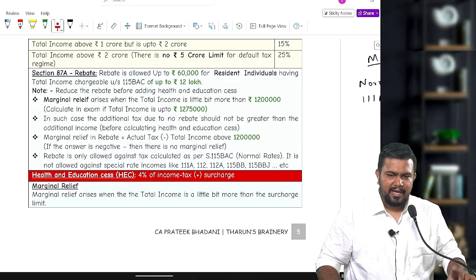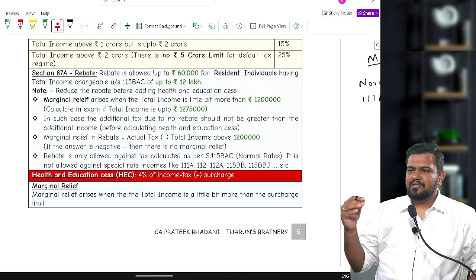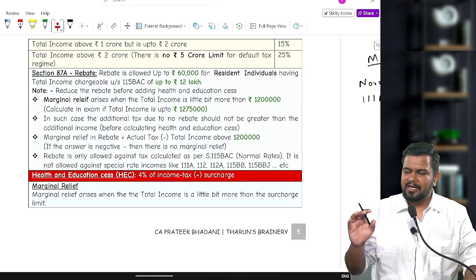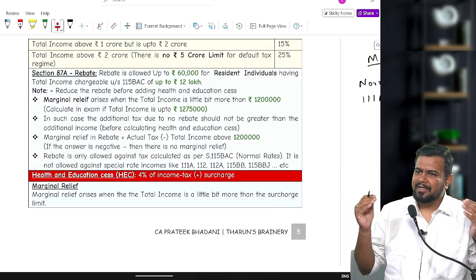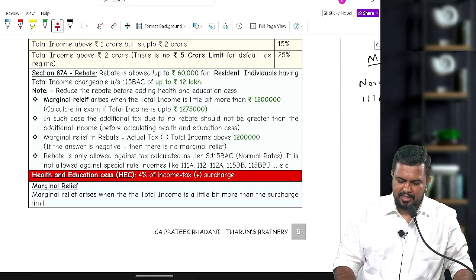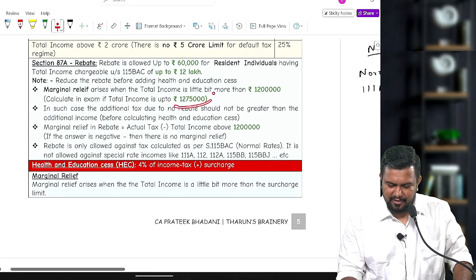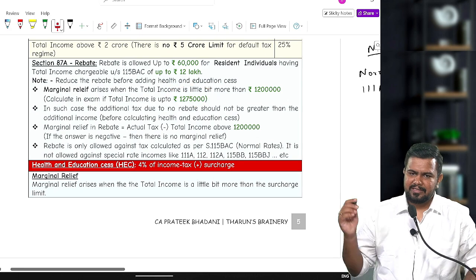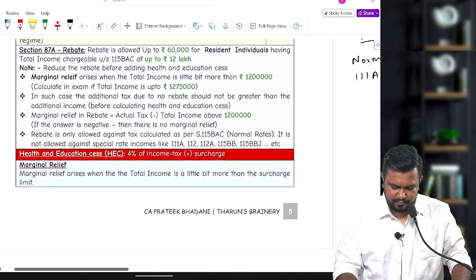In old scheme, there is no marginal relief, but in new scheme, there is marginal relief. What is marginal relief? Additional tax should not be more than additional income. That is only marginal relief. So up to 12 lakh 75,000, if the income is there in the examination, marginal relief will be there. Above that, it will not be there.